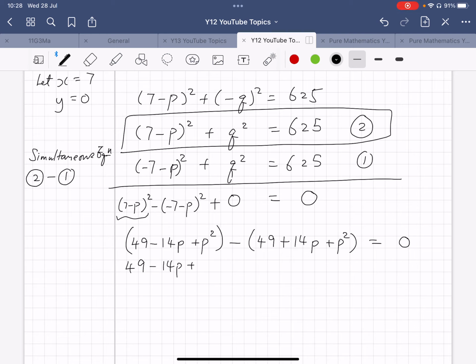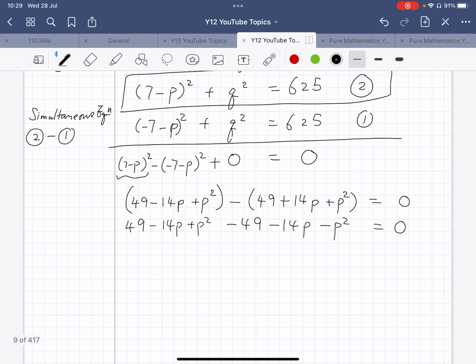Always be very careful when you get the minus sign. Minus 49 minus 14p minus p squared equals 0. That cancels out with that. That cancels out with that. I now have minus 28p equals 0. Therefore, p equals 0. And from then, you can pretty much carry on as if you are in part 1 of this video, and then you can get to the final answer.